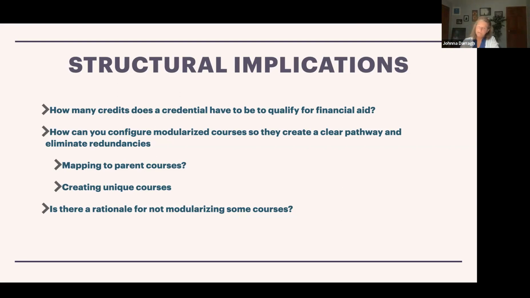How can you configure modularized courses so they create a clear pathway? And again, that important point of eliminating redundancies. One of the challenges I have is that it might be really clear in my mind, and you have to also make sure that it is really clear to all stakeholders. That requires, as we're going to talk about today, a lot of connecting points with different lenses of expertise that individuals might bring to that pathway clarity. So there are some different options. Mapping to parent courses, which we're going to revisit, is one particular option. And then the opportunity to create unique courses. I have some visuals that I'll show you relative to that.